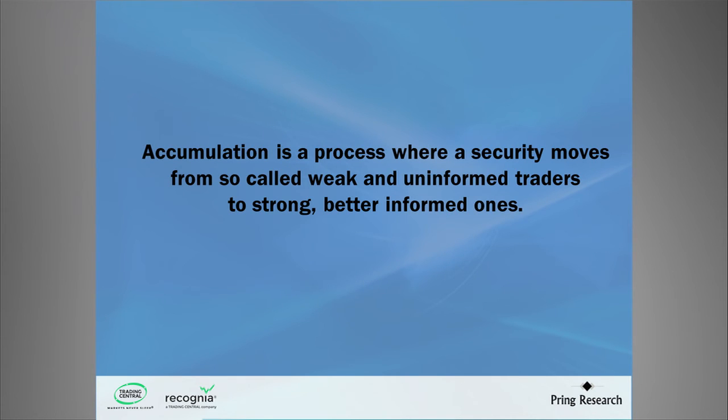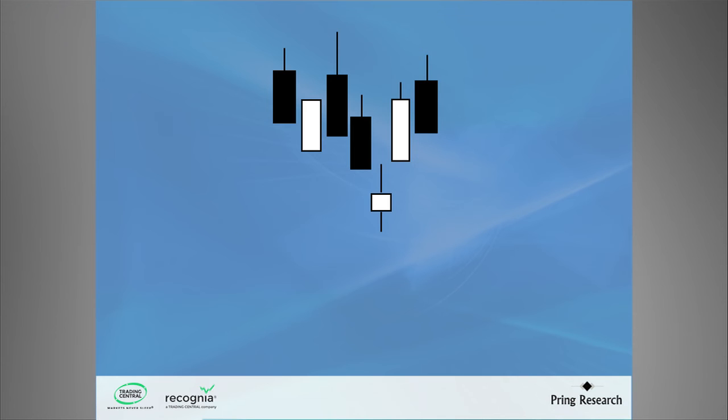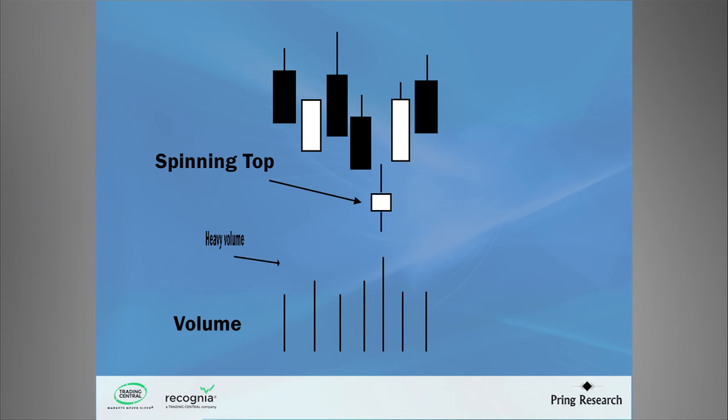One other important point concerning spinning tops is their relationship with volume. In a rough way, accumulation is a process where a security moves from so-called weak and uninformed people to stronger, better informed ones. One sign of accumulation develops when prices do not move very much, but when volume is exceedingly heavy. This means that if a spinning top develops after a decline, and the volume is extremely heavy, this adds further evidence the trend is probably about to reverse, as in this diagram. Note how the volume represented by the vertical bars increases tremendously on the day of the spinning top, and where the long shadows are formed.